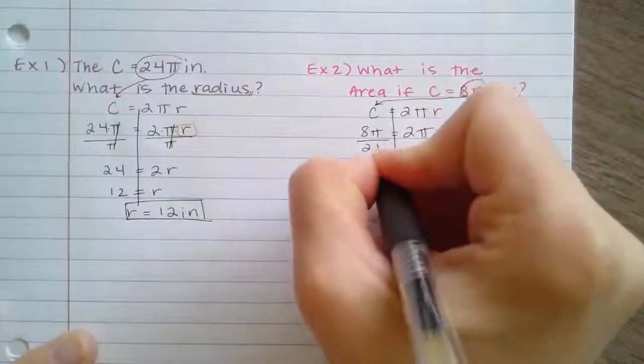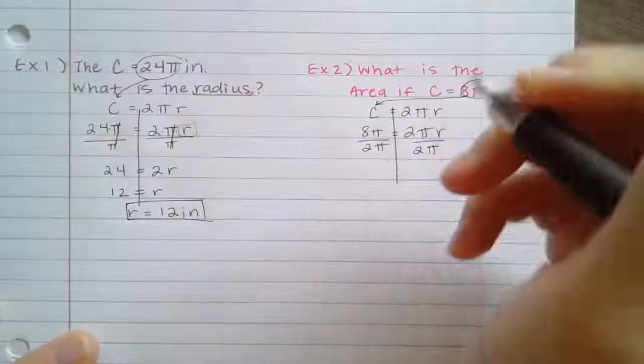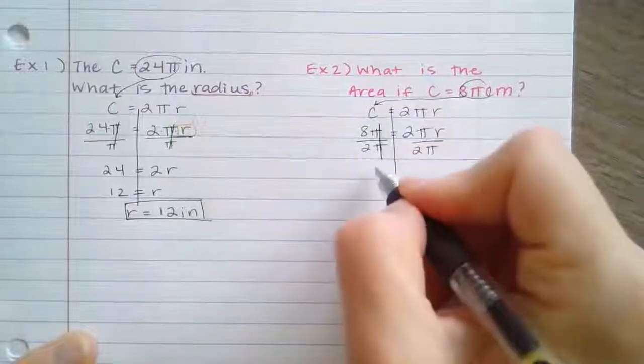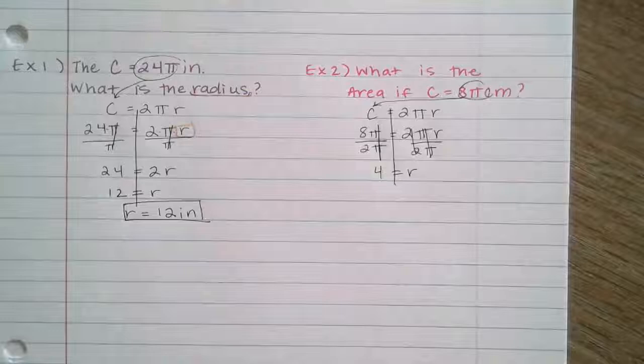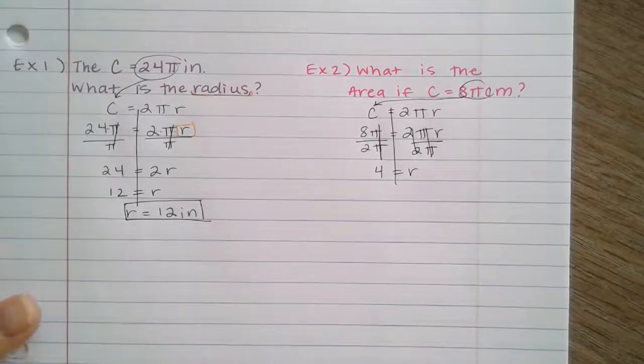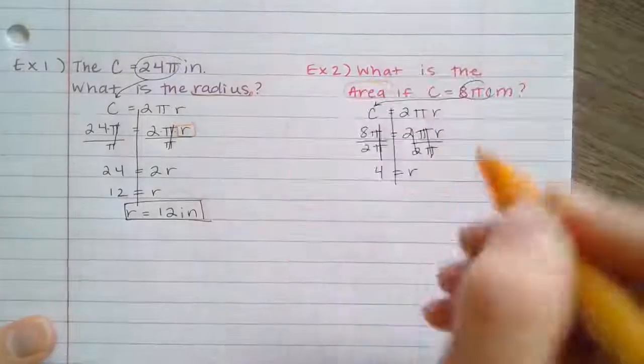Divide both sides by 2 pi. I'm going to skip that extra step there. That turns into a 4. Those eliminate, and my radius is 4 centimeters. If I know that my radius is 4 centimeters, I can then find my area, because I'm not done yet.